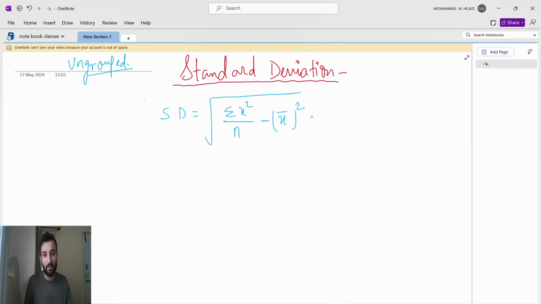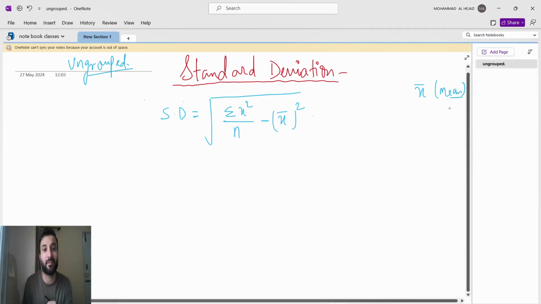Okay, so what is this? See, they will give the observations. We know this is ungrouped, so they will give the observations. First of all, the first step is we will find the x bar. X bar is nothing but the mean.